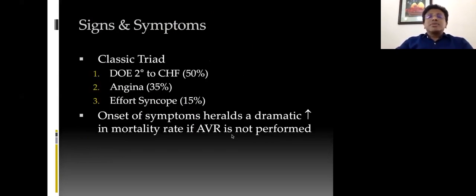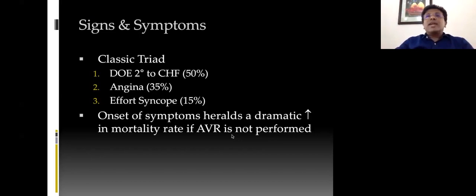So what are the main symptoms of aortic stenosis? Most of the children with moderate to severe aortic stenosis are asymptomatic. The 3 main symptoms are dyspnea on exertion, that means when the child plays, the child can have dyspnea, can have chest pain, and can develop pre-syncope or syncope.